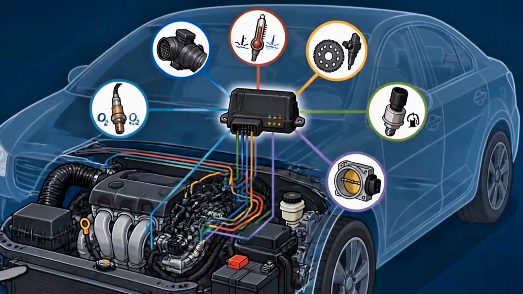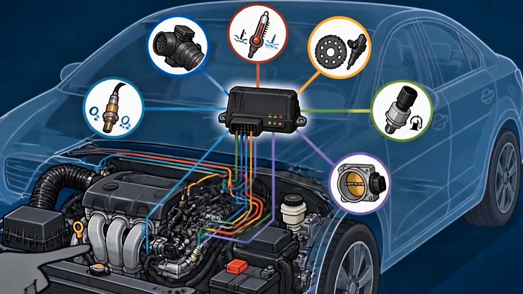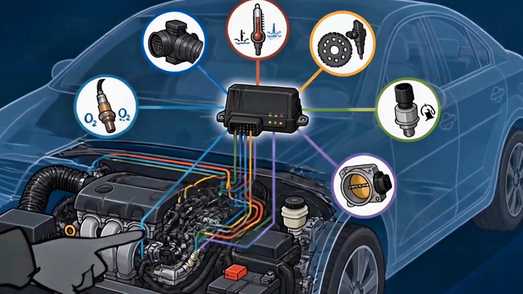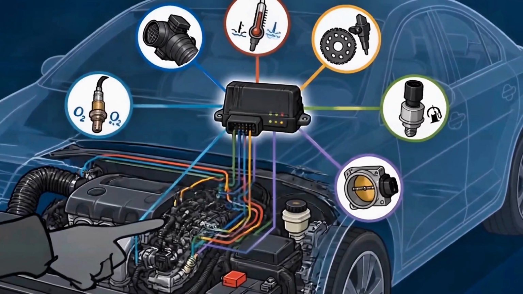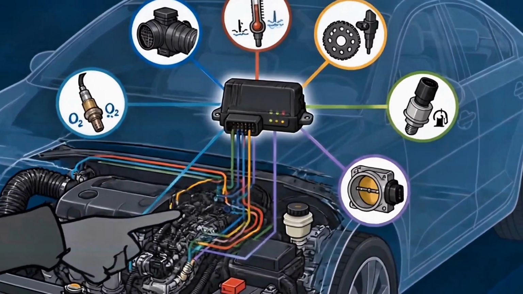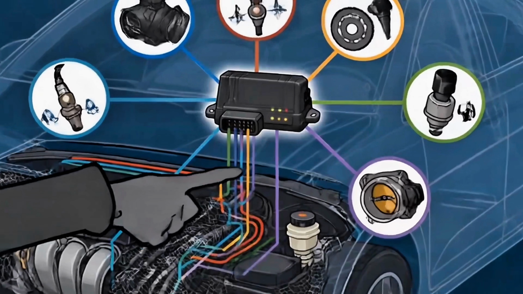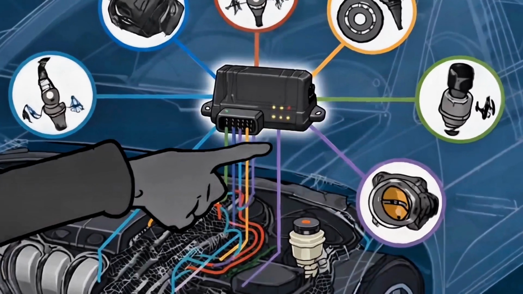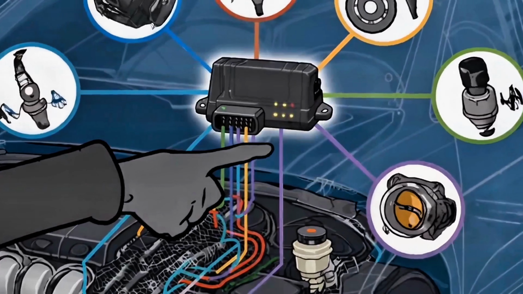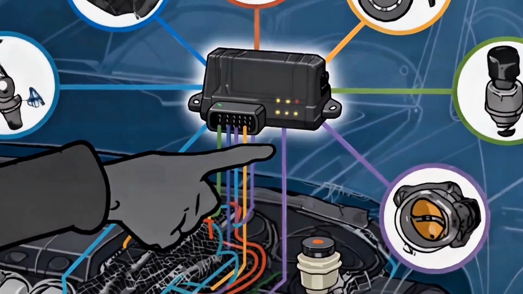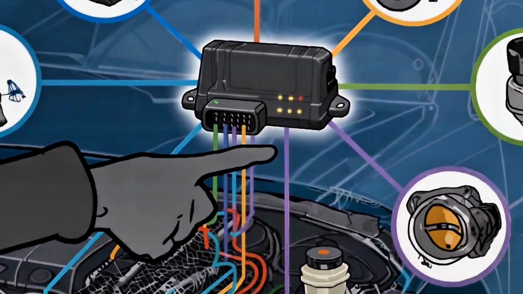A modern car is more than a collection of mechanical parts. It is a rolling computer network. Its sensors act like nerves. They measure incoming air, engine temperature, crankshaft speed, fuel pressure, throttle position, and the oxygen remaining in the exhaust. At the center of this network is the Engine Control Unit, or ECU, the car's electronic brain.